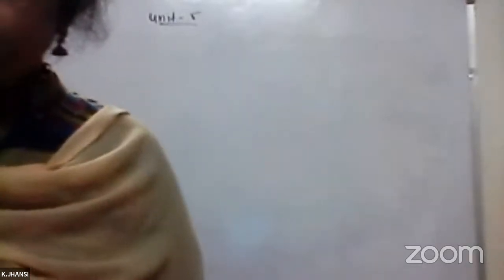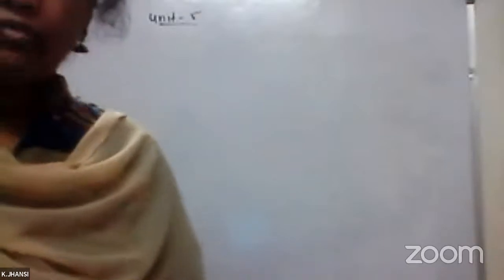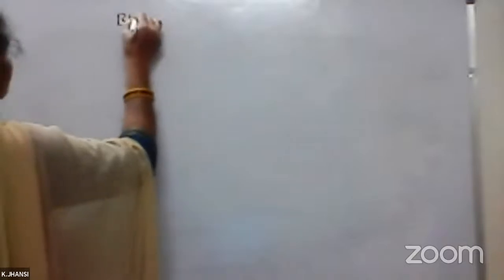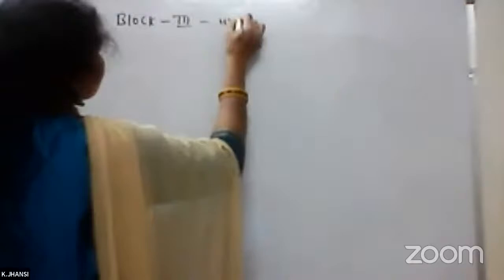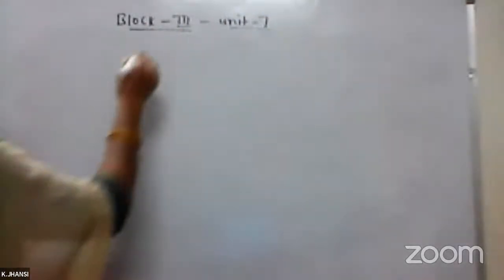That is, we have the sphere. The 7th unit, sphere, is the important one. You will get a 10 marks question, equation of the sphere, when 4 points are given. Okay, the sphere.